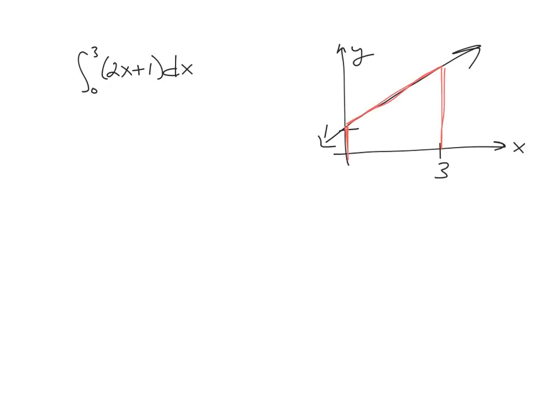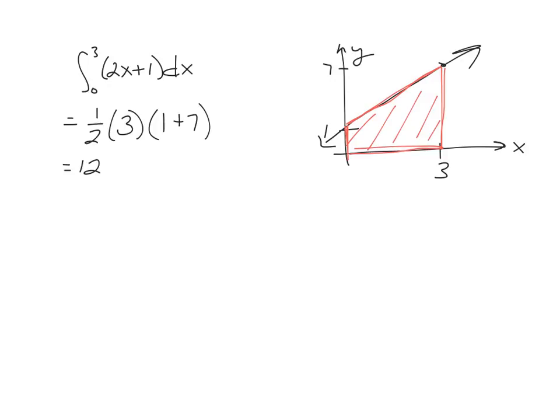So that definite integral can be evaluated by finding the area of this trapezoid. So let's say this up here would be at (3, 7). And the area of the trapezoid would be 1/2 times 3 times the sum of the bases, which would be 1 plus 7. And that's equal to 12.